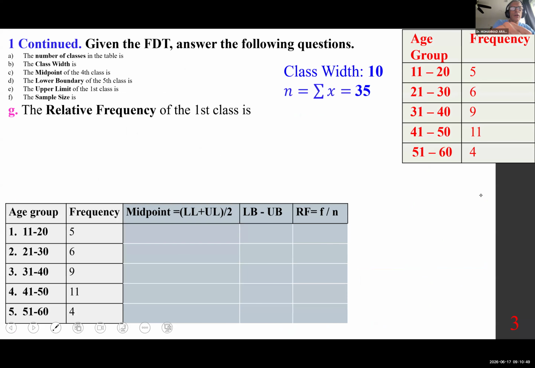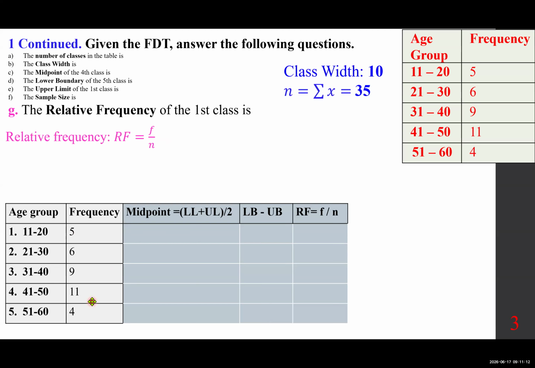All right, let's move on. The relative frequency of the first class. So that's what we want to discuss now. Relative frequency, by definition, RF is F over N. That means the number divided by the total size. That's the percentage or relative frequency.